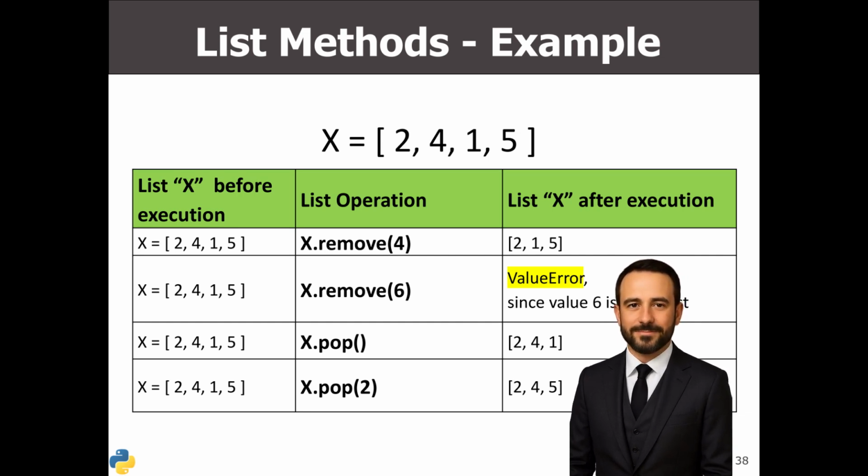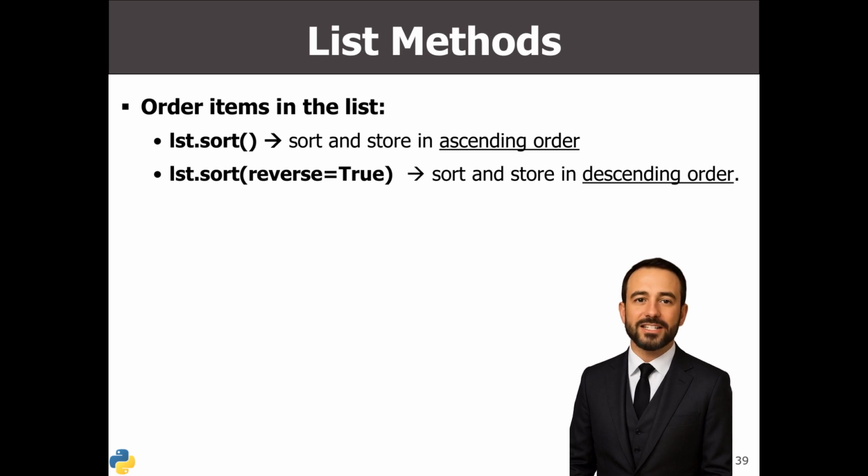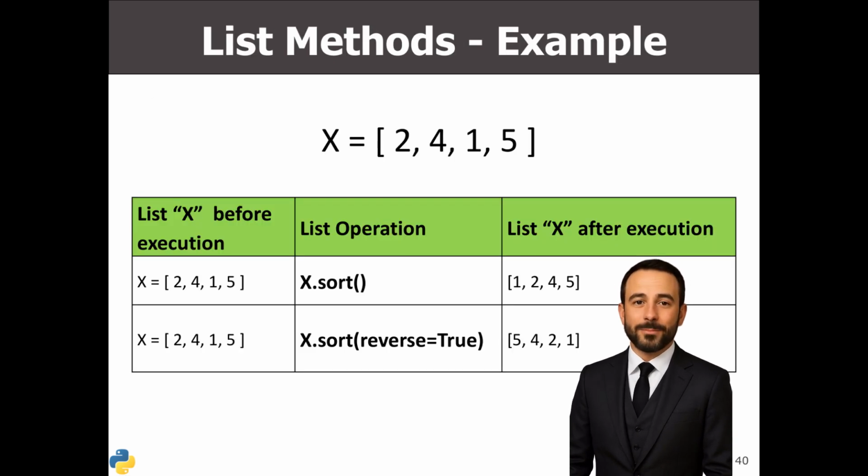To order items, lst.sort sorts in ascending order. For descending, use lst.sort with reverse equals True. This example shows x.sort transforming [2, 4, 1, 5] to [1, 2, 4, 5], and x.sort with reverse to [5, 4, 2, 1].